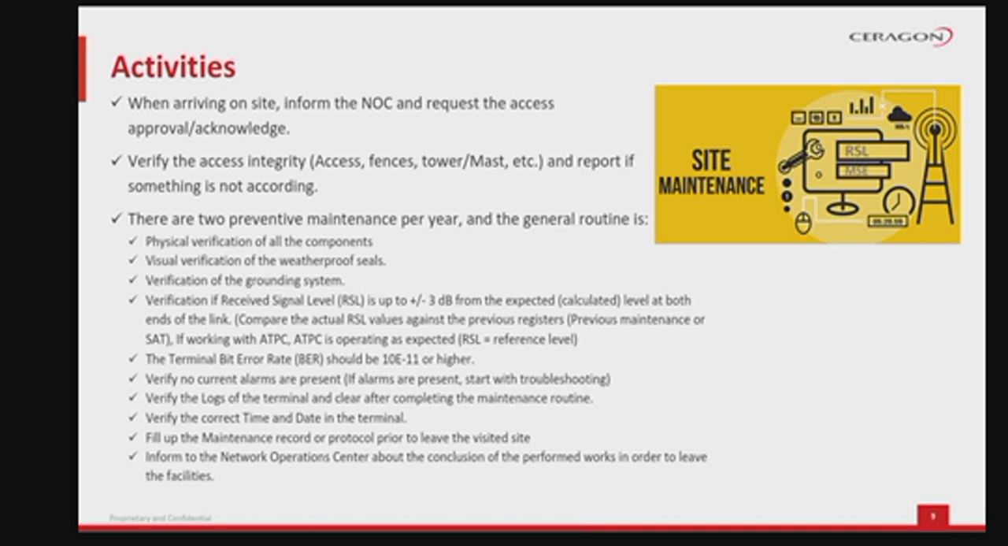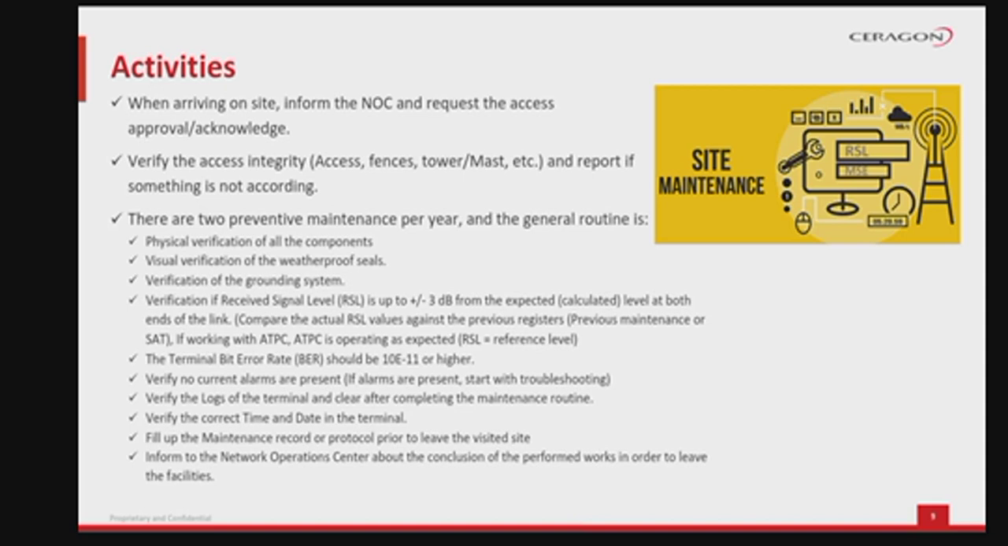Verification if received signal level is up to plus or minus 3 dB from the expected level at both ends of the link. Compare the actual RSL values against the previous registers, either from previous maintenance or site acceptance testing. If the link is working with adaptive transmit power control, check that ATPC is operating as expected, meaning the RSL equals the reference level which was set on the element.